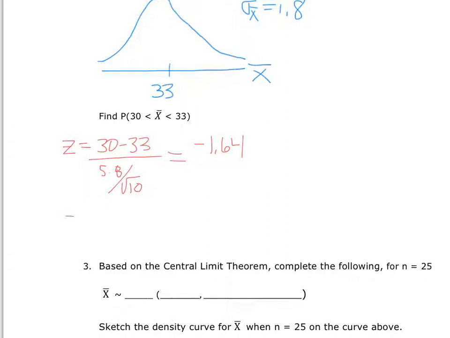Okay, z-score for 33, hopefully you can see that that's just going to be 0. You have 33 minus 33 in the numerator, so we get 0. So our probability then is the probability that z is between negative 1.64 and 0.